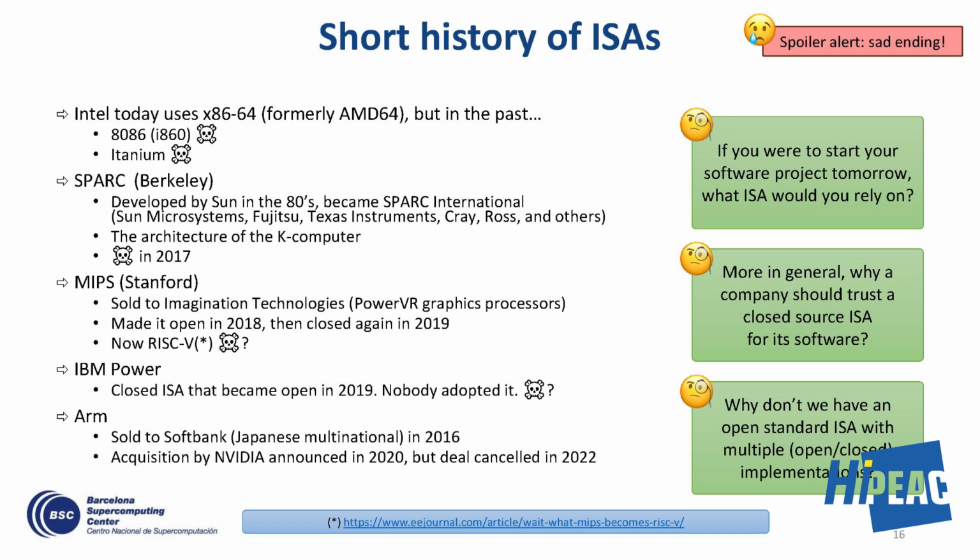It became something shared between companies. It was the architecture of one of the most powerful supercomputers, the Japanese K computer. Probably you are old enough to know about the K computer. But then in 2017, it basically faded out and is not there anymore.